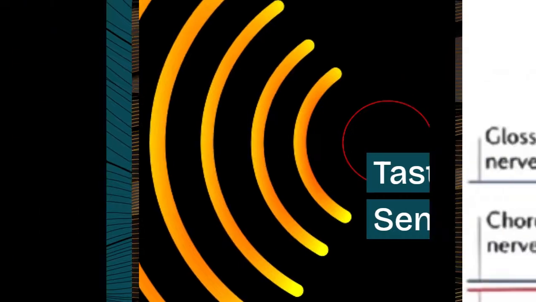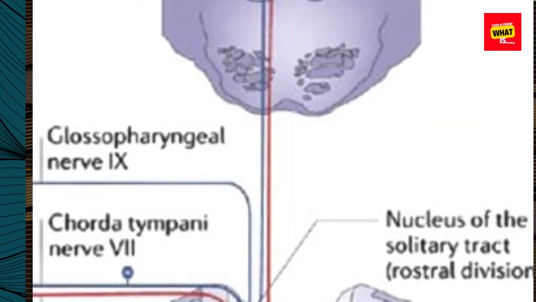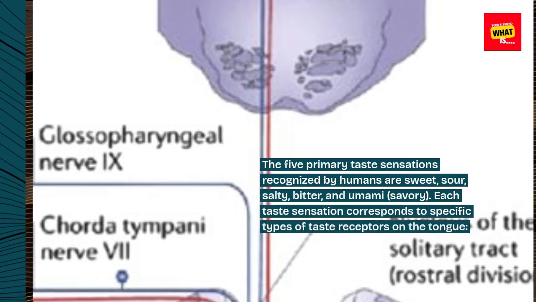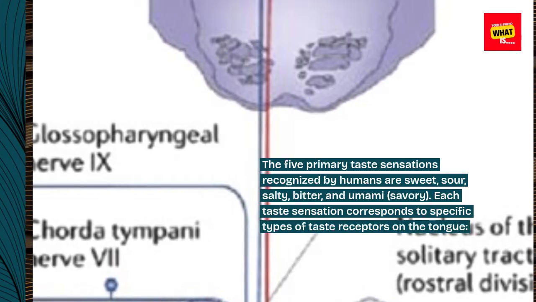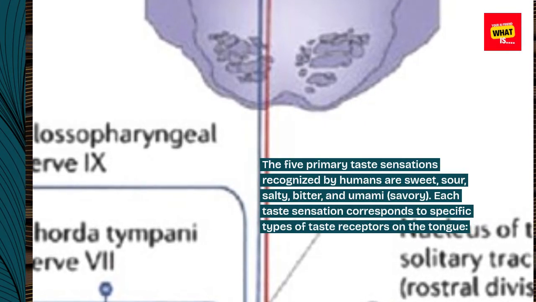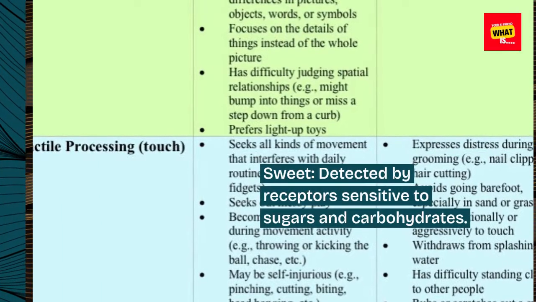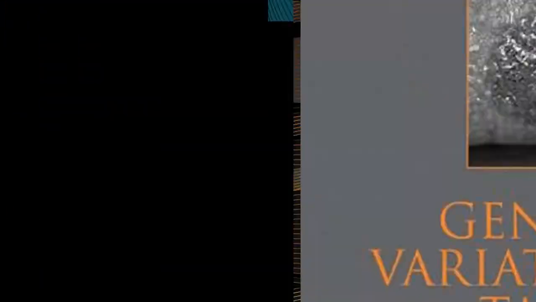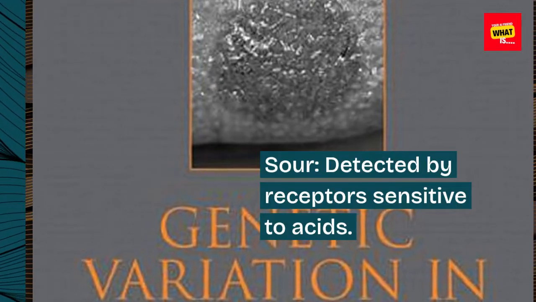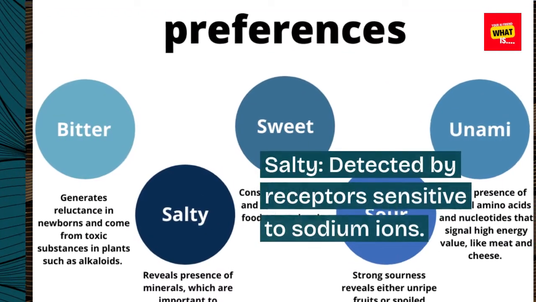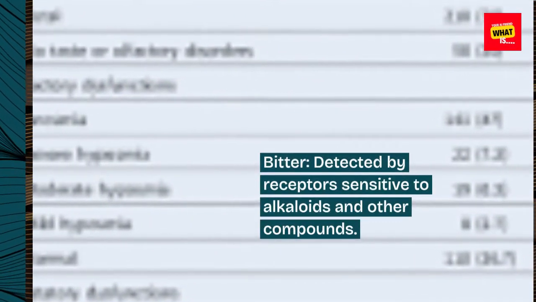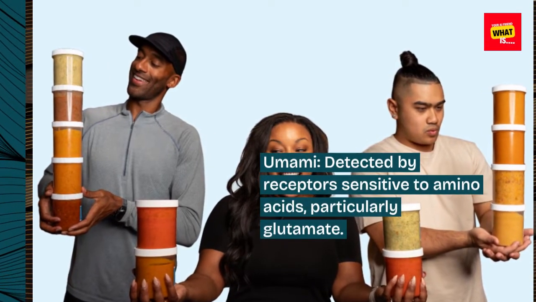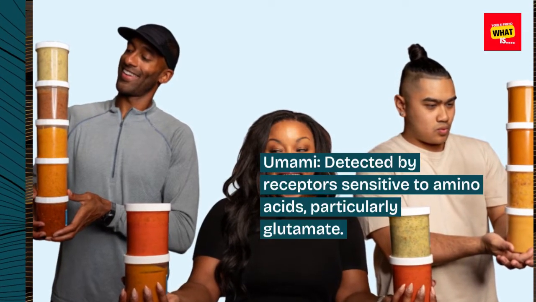Taste sensations. The 5 primary taste sensations recognized by humans are sweet, sour, salty, bitter, and umami (savory). Each taste sensation corresponds to specific types of taste receptors on the tongue. Sweet, detected by receptors sensitive to sugars and carbohydrates. Sour, detected by receptors sensitive to acids. Salty, detected by receptors sensitive to sodium ions. Bitter, detected by receptors sensitive to alkaloids and other compounds. Umami, detected by receptors sensitive to amino acids, particularly glutamate.